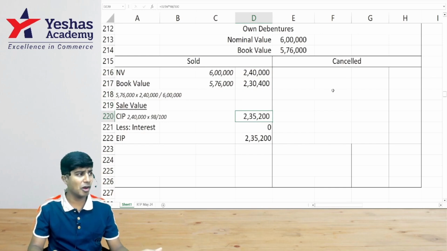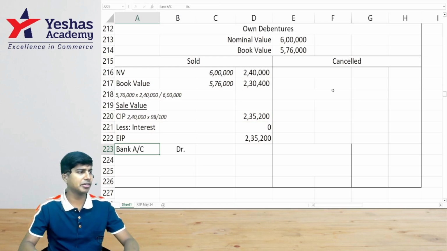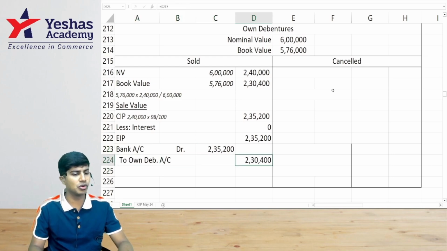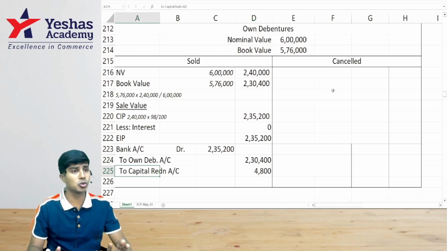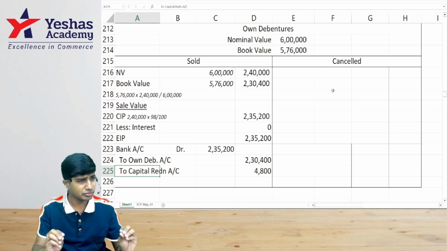Is there profit or loss? Profit, guys, profit. When we sell, money will come. Bank account debit. How much will come? 2 lakh 35,200. How much will you give up? Own debentures, 2,30,400. Difference is there, no? Profit 4,800. Any profit or loss arising in the process of internal reconstruction should be transferred to capital reduction account.